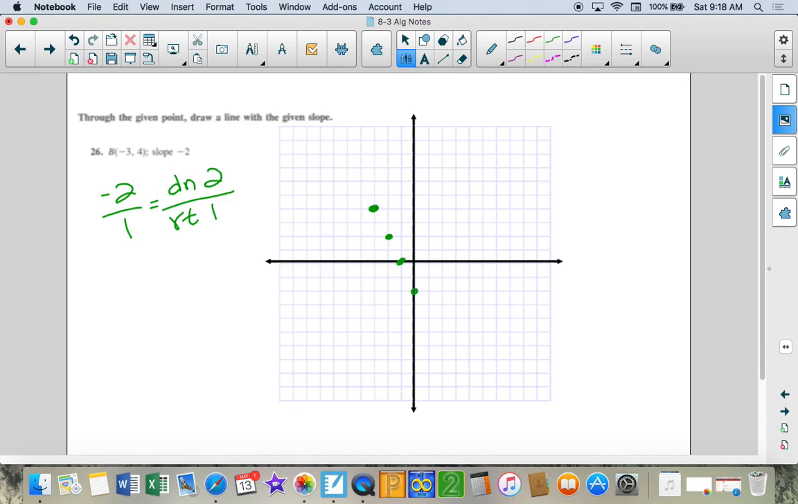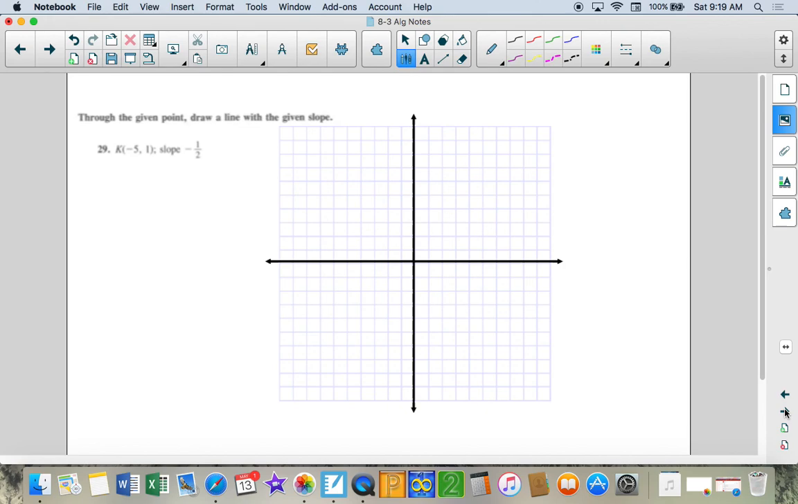What's the opposite of that? I could have put the negative in the denominator, and that would be up 2, left 1. Left because it's negative. So up 2, left 1 would give me here, up 2, left 1. Notice it stays on the same slope. Look at that little problem.